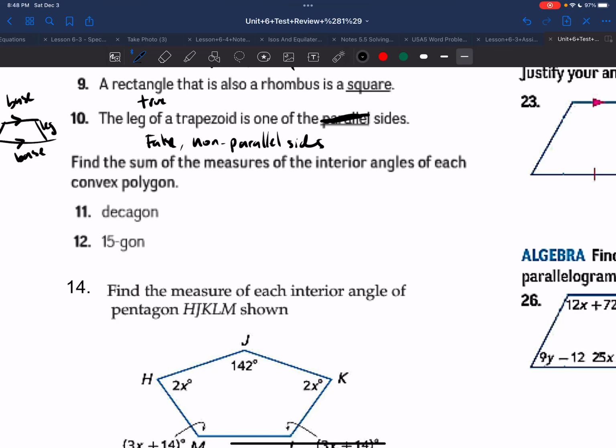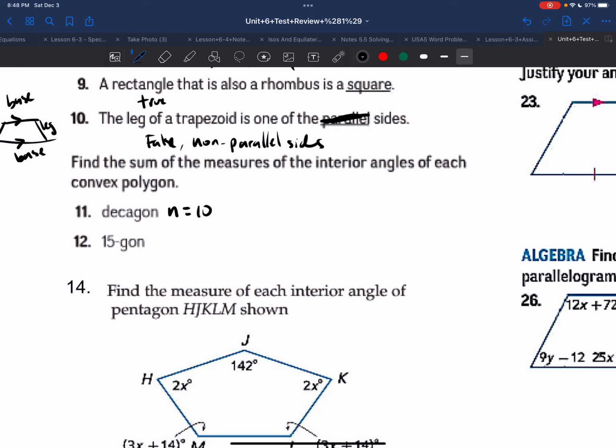Alright, I want to go ahead and find the sum of the measures of the interior angles of each convex polygon. Don't worry what convex means. All I care about is finding the sum of the measures of the interior angles. For instance, I want to find it for a decagon and for a 15-gon. A decagon, remember, has 10 sides, so I'm going to represent n as 10.